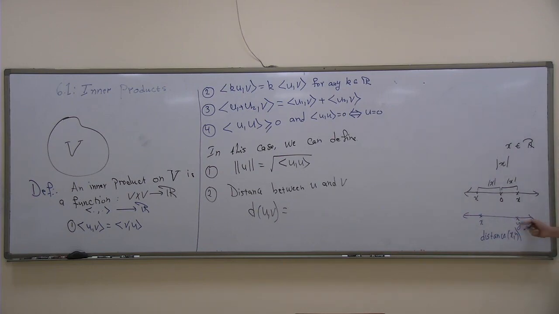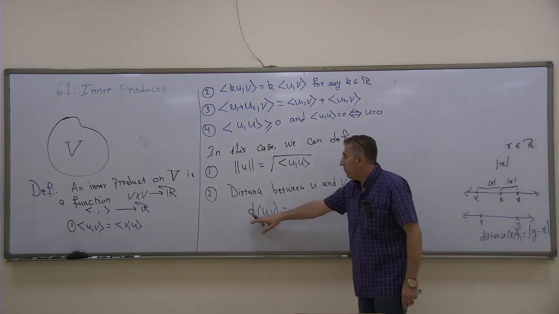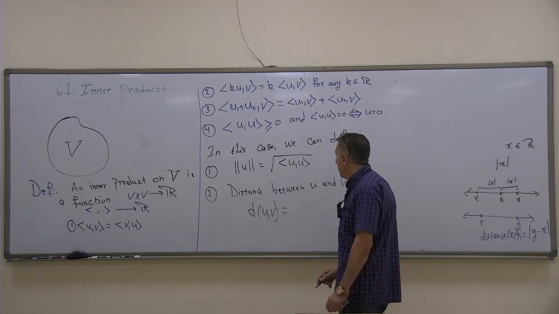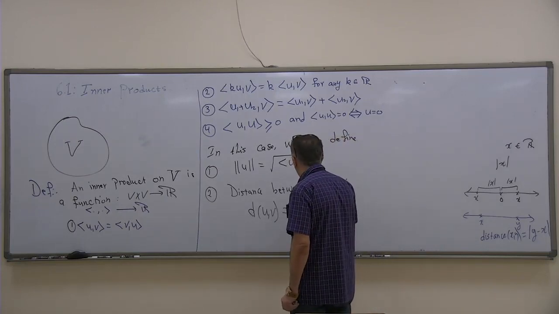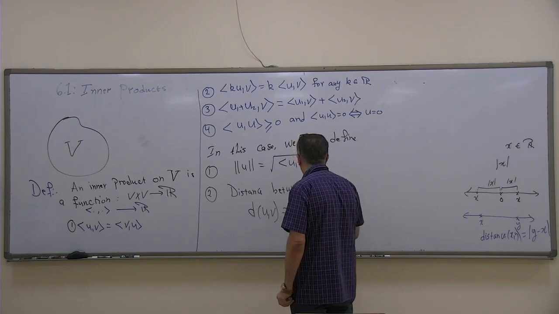Well, you can say it is Y minus X, correct? Well, in general, if you don't know which one is to the left and which one is to the right, you can say this is absolute value of Y minus X. So absolute value of Y minus X will give you the distance between X and Y. Okay, I'm making it simple here. I'm talking about the real line. Similarly here, if I'm talking about the distance between U and V, that will be the norm of U minus V.